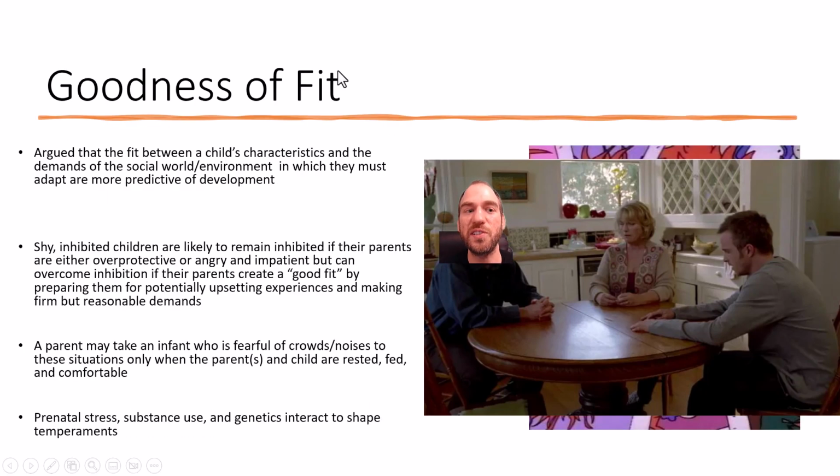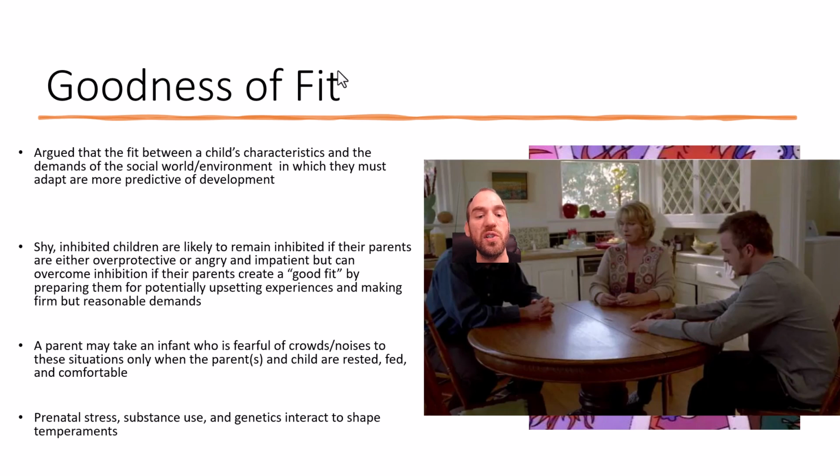Which brings us to goodness of fit. Argued that the fit between a child's characteristics and the demands of the social world / environment in which they must adapt are more predictive of development. For example, shy, inhibited children are likely to remain inhibited if their parents are either overprotective or angry and impatient, but can overcome inhibition if their parents create a, quote, good fit by preparing them for potentially upsetting experiences and making firm but reasonable demands. A parent may take an infant who is fearful of crowds / noises to those situations only when the parent and child are rested, fed, and comfortable.